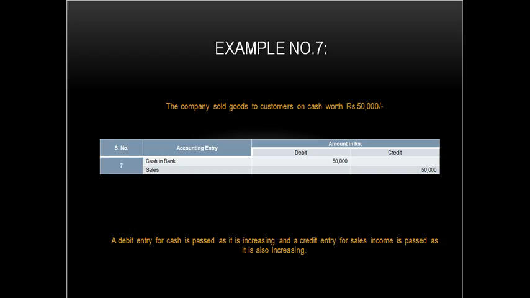The company sold goods to customers on cash worth ₹50,000. Now these goods are sold on cash, so your cash is increasing by ₹50,000. So a debit entry is passed for cash. As cash is increasing, it is debited when your asset increases, and your sales income is also increasing. So when income increases, it's credited. Quite logical, and it's very easy to understand, just a bit tricky. You need to just go through these concepts.